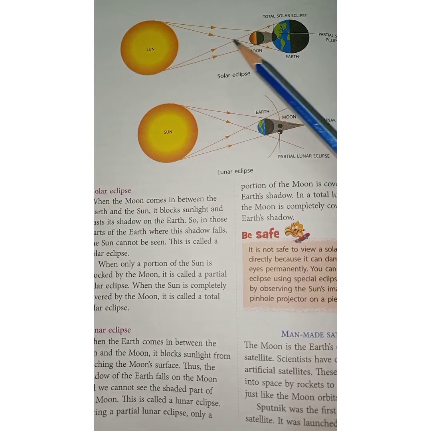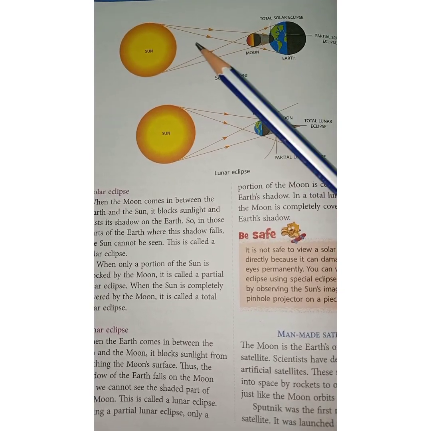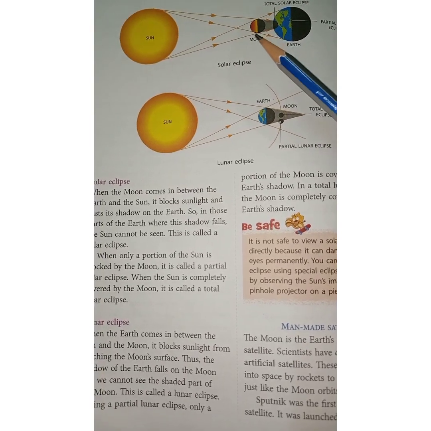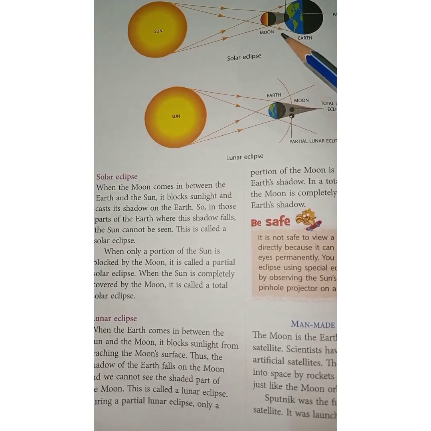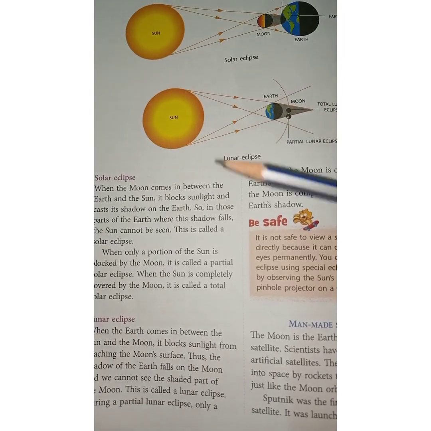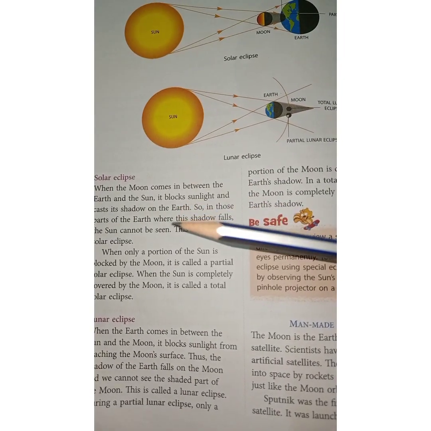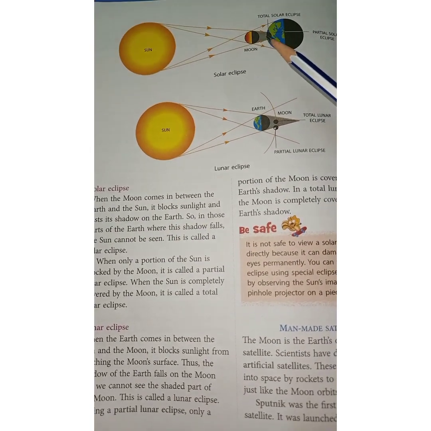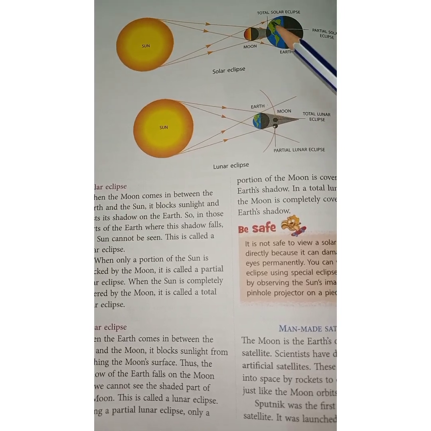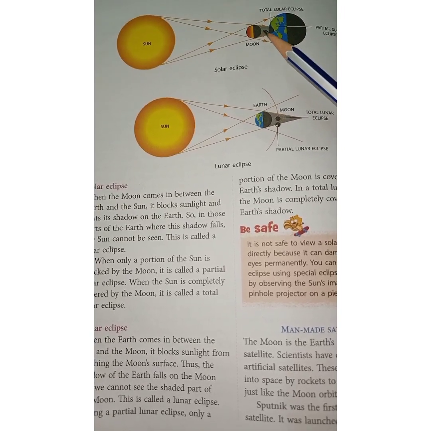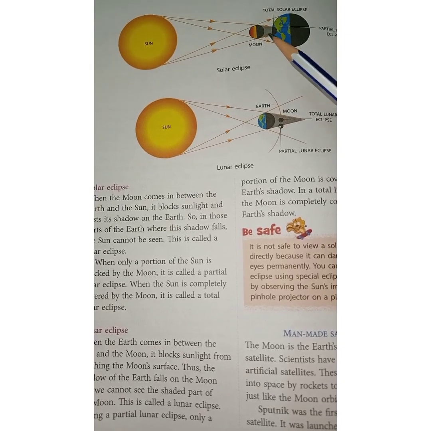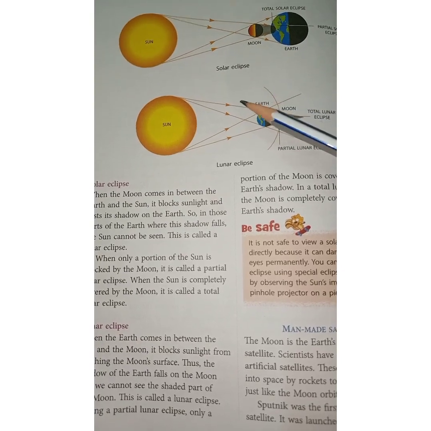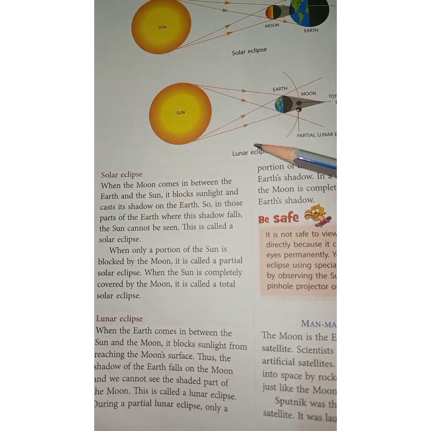This is the image of the solar eclipse, as you can see here. This is the sun and this is the earth. In between these two, what happens? The moon comes and blocks the sunlight. So in those parts of the earth where this shadow falls, the sun cannot be seen. As you can see, only a partial part of the earth does not receive the sunlight. When this shadow of the moon falls on the earth, this part experiences the solar eclipse. So this is called the solar eclipse.